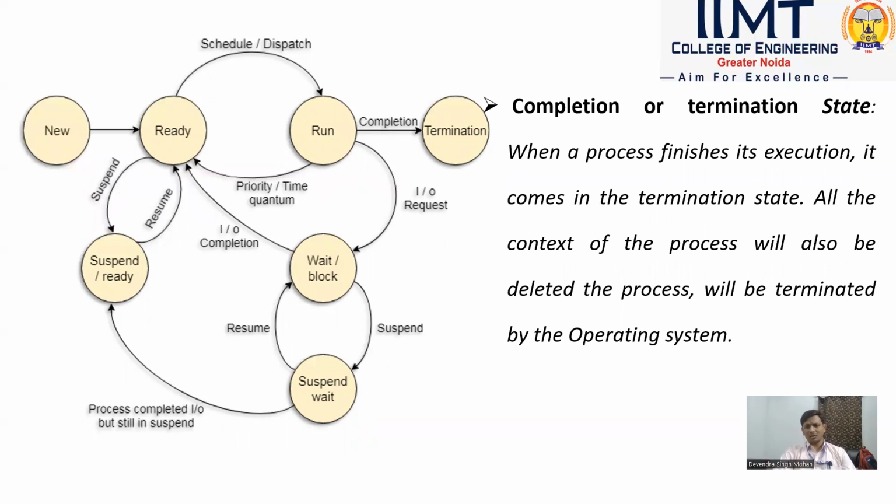Now we can also see the completion or termination state. Whenever a process finishes its execution, that means the process releases all the resources given by the operating system. That means that process releases all the resources, and all the context of the process will also be deleted, and the process will be terminated by the operating system.